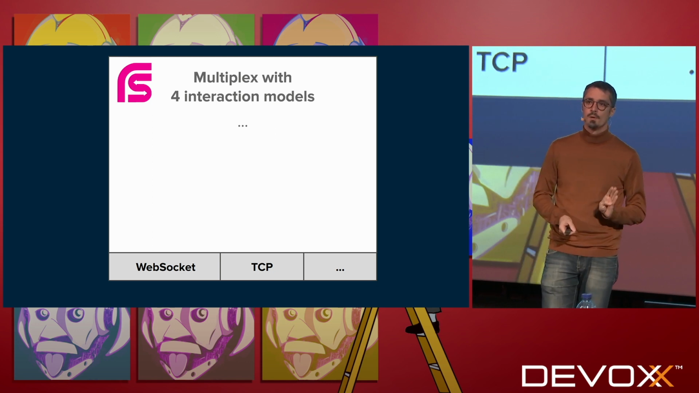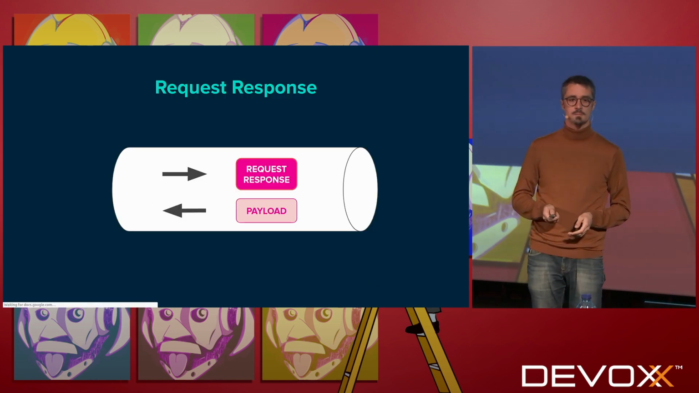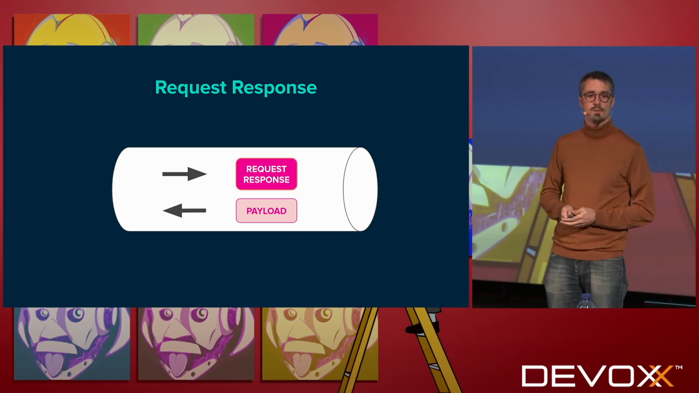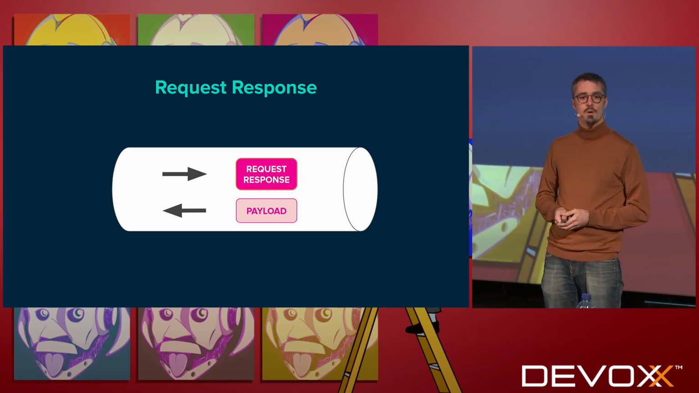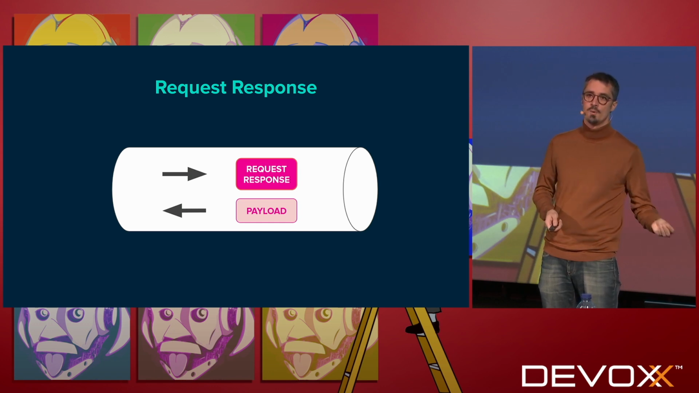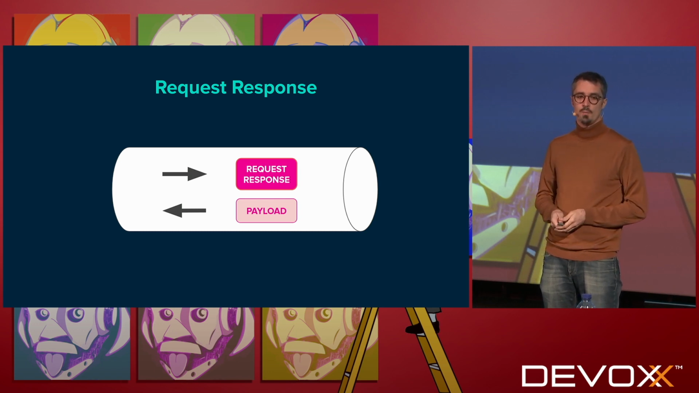It provides 4 interaction models. The first one is request response. In the request response interaction model, it's similar to what you have in HTTP. You will send a request, and you will get a response with the payload.